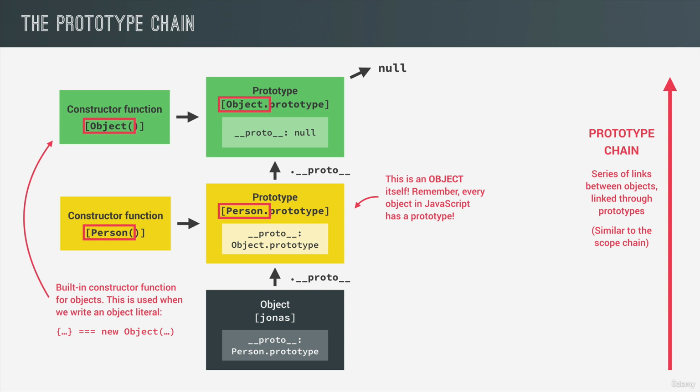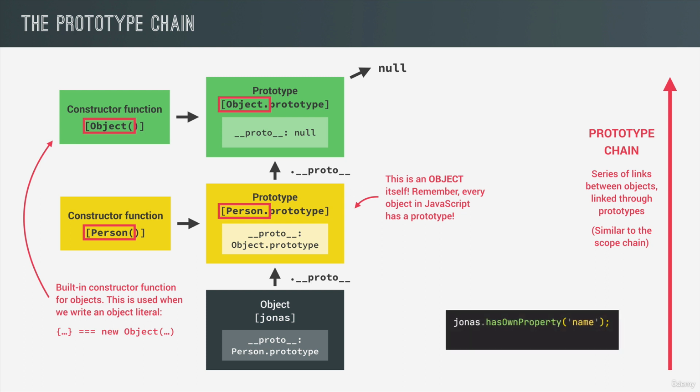So again, the prototype chain is pretty similar to the scope chain, but instead of working with scopes, it works with properties and methods in objects. All right? And now let's actually see another example of a method lookup. To do that, we call the hasOwnProperty method on the Jonas object.